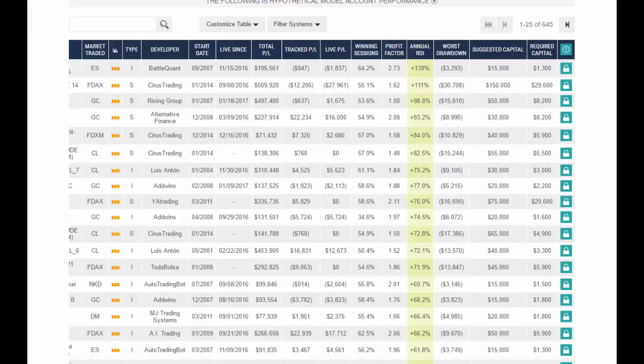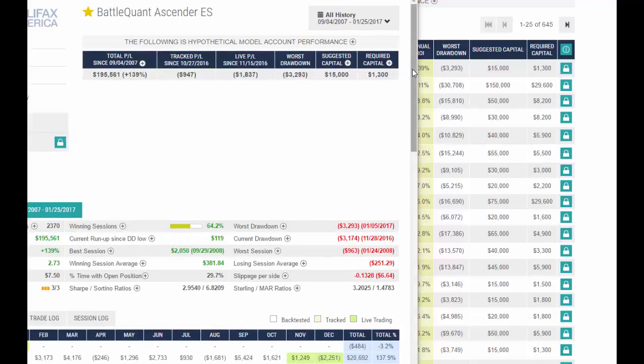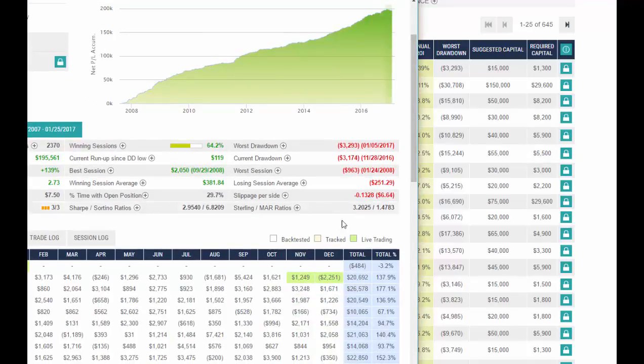So let's take a look at this first system. This has the highest annual ROI of 139%. However, it's been trading live for less than 3 months. Let's take a look at it. Click on the row and it'll bring up the details. You can see here, yes, it's been trading live for less than 3 months.